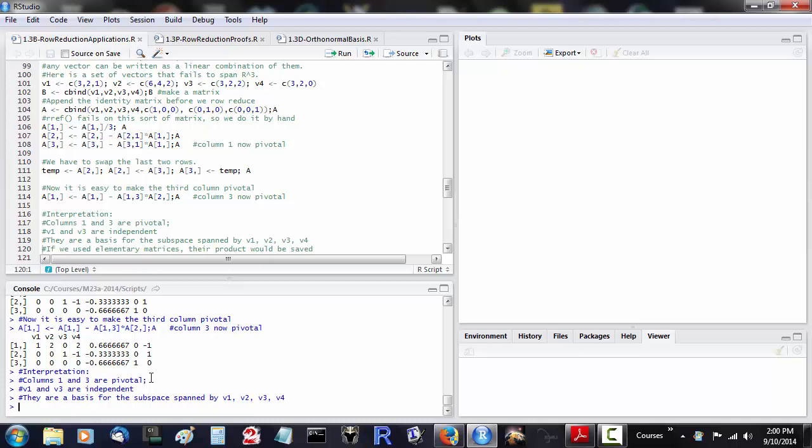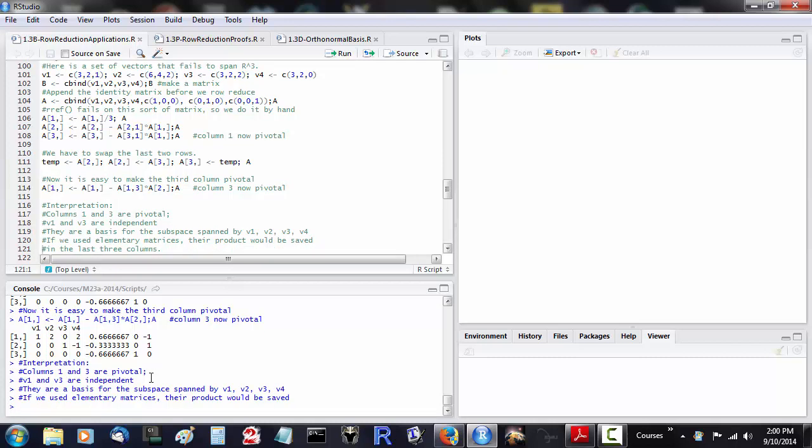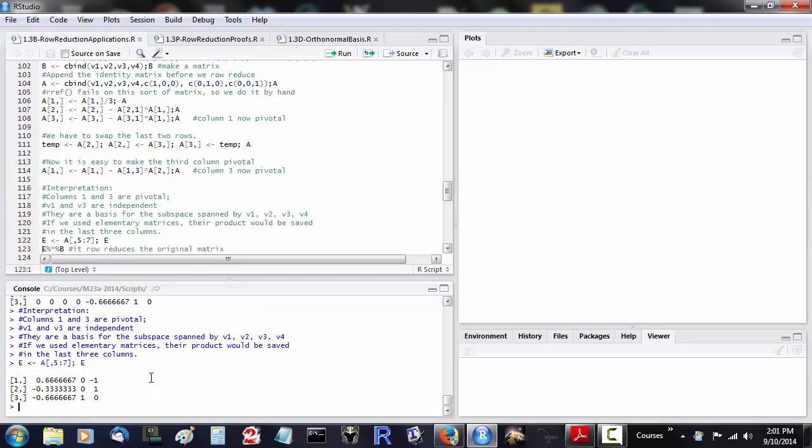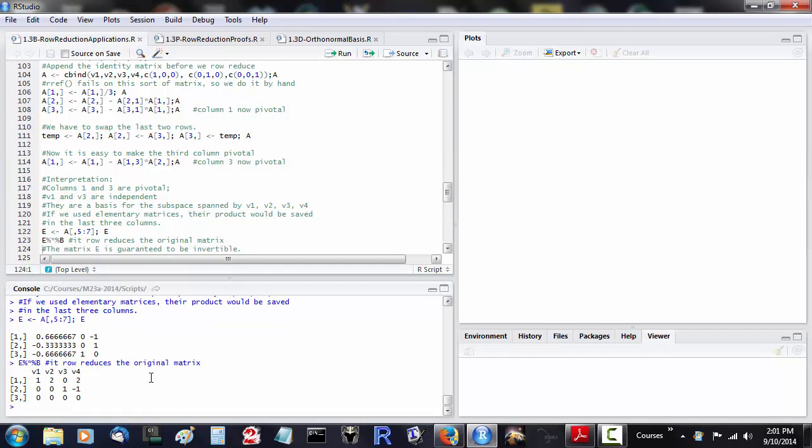That subspace is not all of R3, and sometimes we want to find a vector in R3 that's not in the subspace, and it's not immediately obvious how to do that. Suppose we'd used elementary matrices. If we'd used elementary matrices, we'd keep multiplying them by the original matrix, and that's what that identity matrix was for. It has preserved the product of all these elementary matrices. So the last 3 columns is the matrix E that row reduces my original matrix.